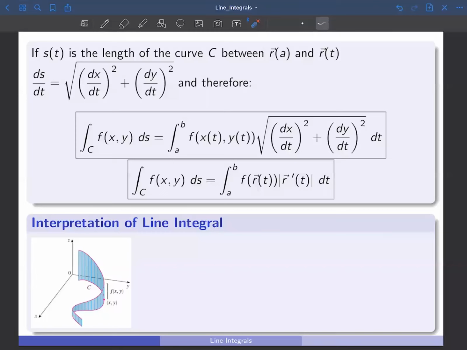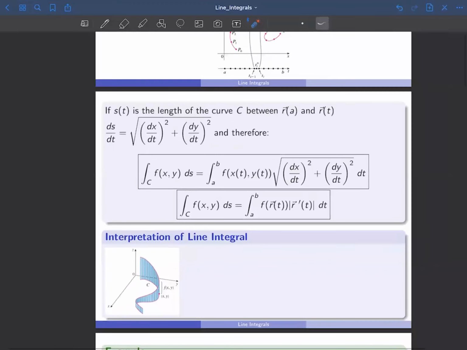Or in short, the line integral along the curve C of f of x comma y times ds is equal to the integral from a up to b of the function f evaluated at the vector equation times the magnitude of the tangent vector times dt.